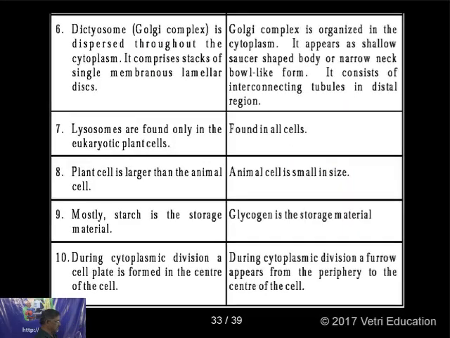So this is given here. During cytoplasmic division, a cell plate is formed in the center of the cell and proceeds to the peripheral sides. Whereas here, during cytoplasmic division, a furrow appears, a depression, a constriction from the peripheral side, and it proceeds to the center, and then we get the two cells. That is the difference between the cell wall formation.